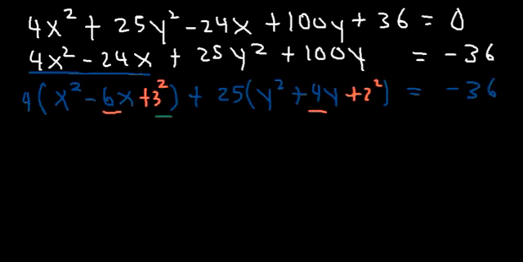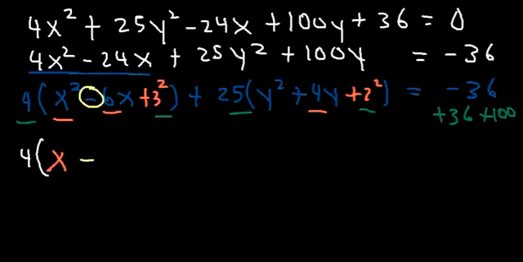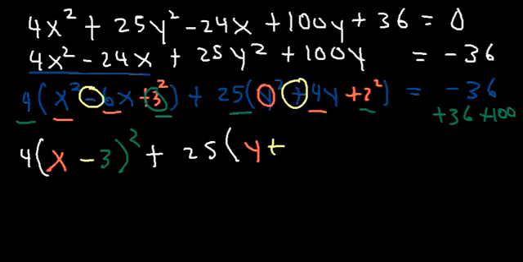So 3 squared is 9 times 4, that's 36. So we got to add 36 to this side. 2 squared is 4 times 25 is 100. So let's add 100 to that side. So now let's factor. It's going to be 4, whatever this variable is, x minus this number squared, and then plus 25, this variable y, plus this number 2 squared. Negative 36 and 36, they cancel, so we're just left with 100.